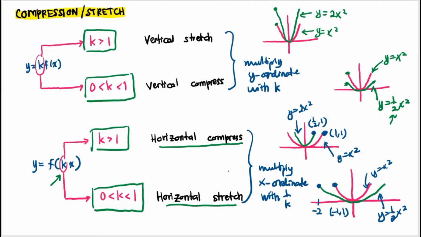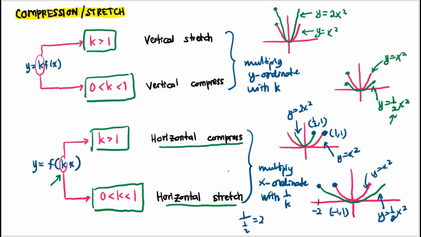Here it should be negative 2 because we multiply the x ordinate with 1 over k, in this case 1 over half, which is 2. We multiply by 2, something like this. Never mind. Let's look at some examples to illustrate these three techniques.